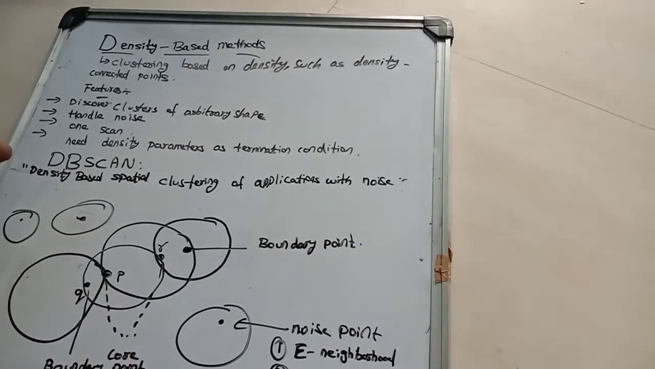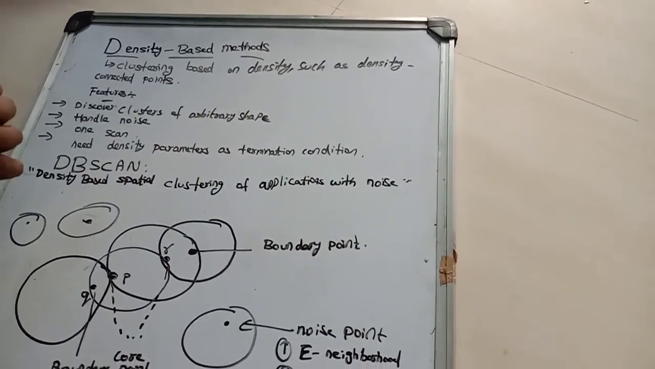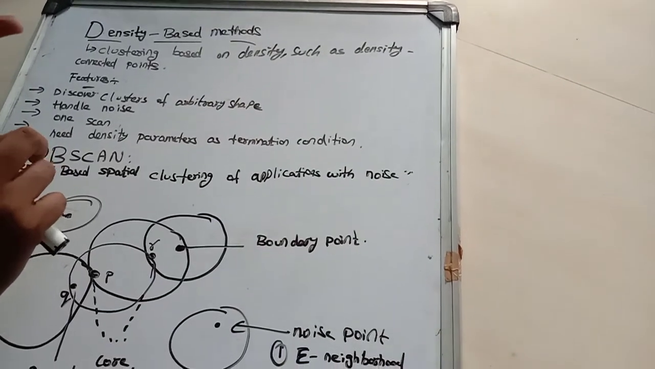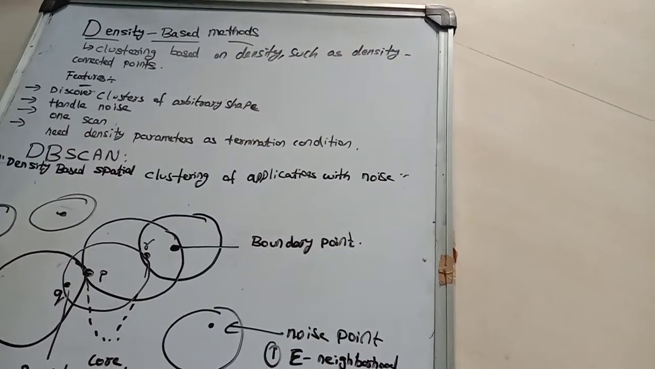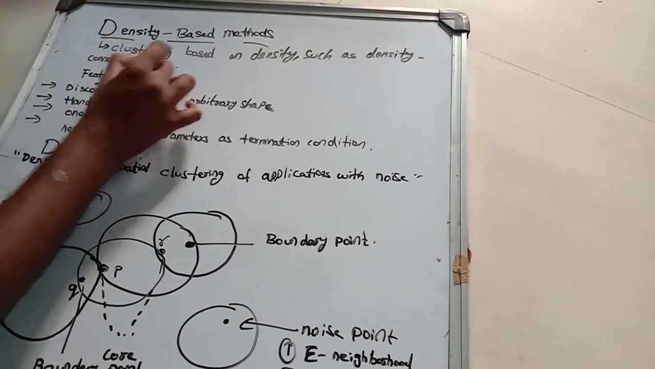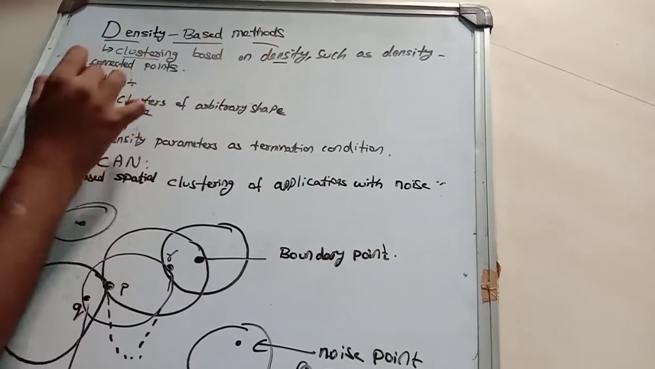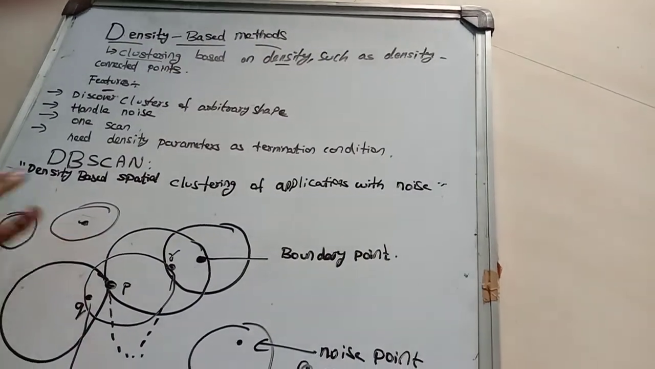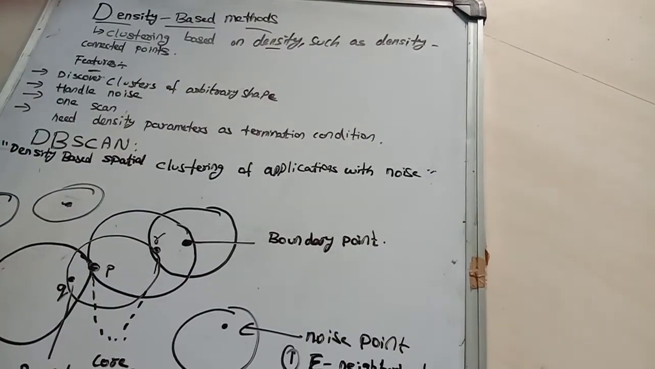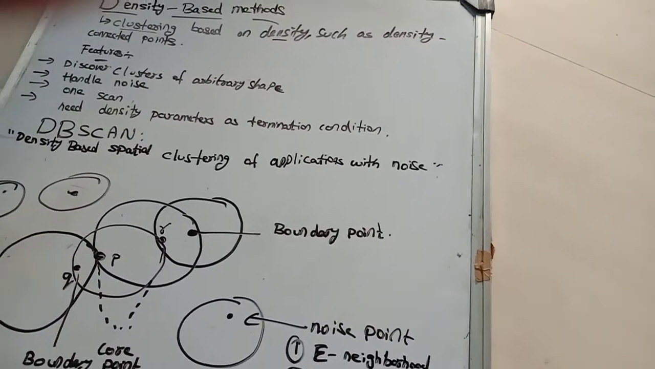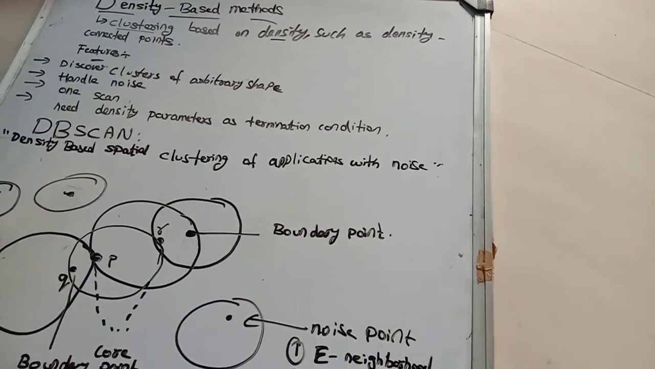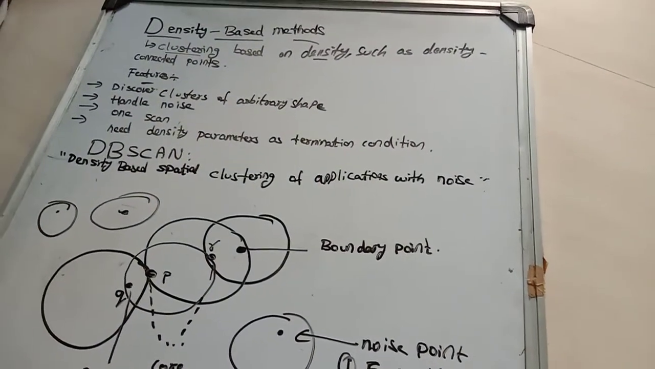Today we are going to see one more method called density based method. We have already discussed hierarchical method and we also discussed partition method. Now we are going to see density based methods. In this method we will do clustering based on density, such as density connected points. Based upon some dense region, wherever we have more points, we can form a cluster. The core concept behind this is that based upon density we are going to make clusters, so it is called density based clustering.